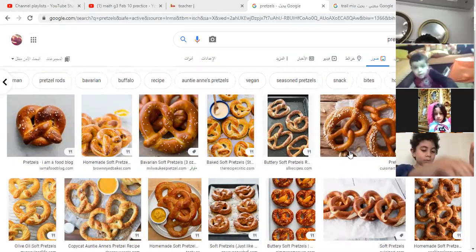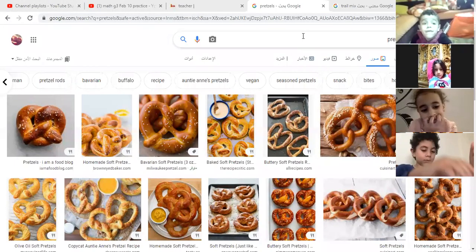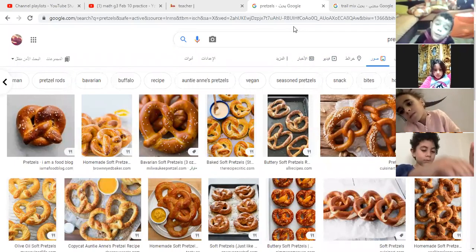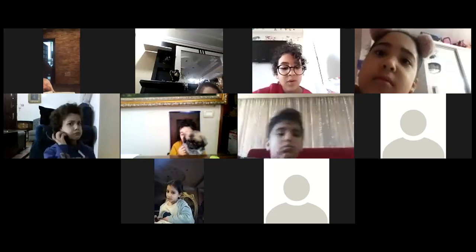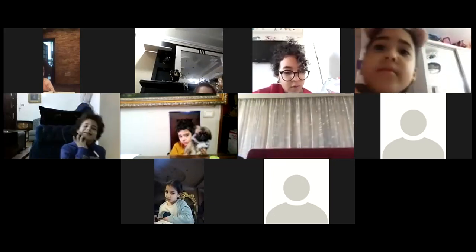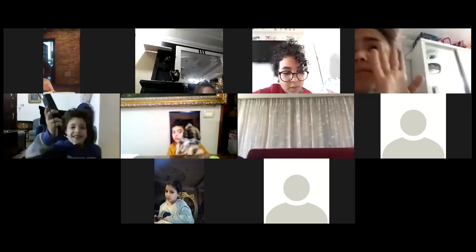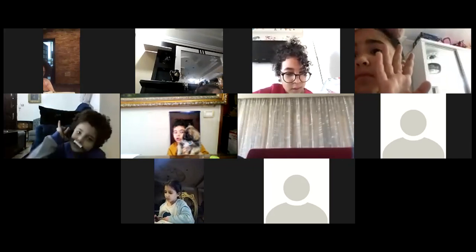I eat the trail mix, but I don't eat it a lot. Okay. So this is a picture of pretzels, and I will show you the picture of the trail mix. The trail mix is like this.